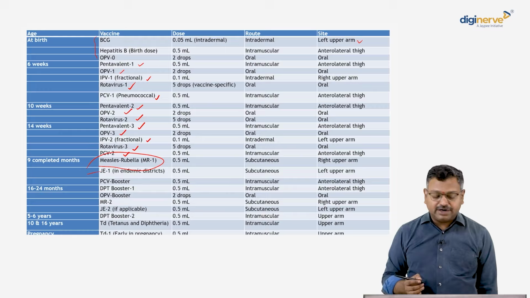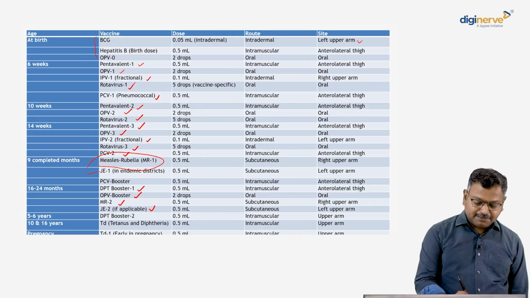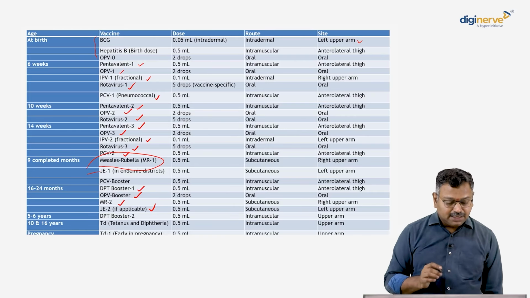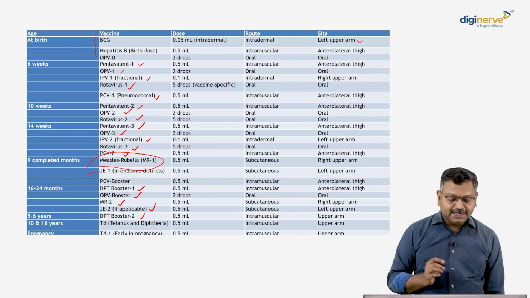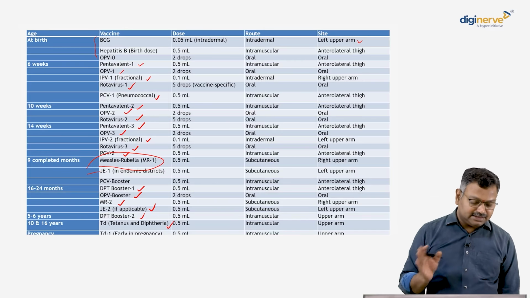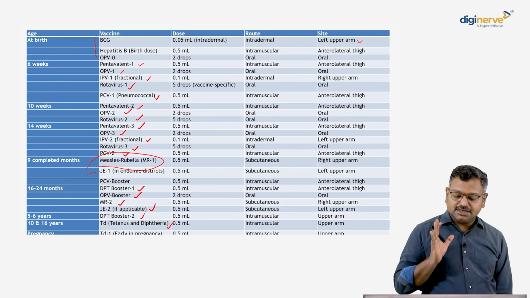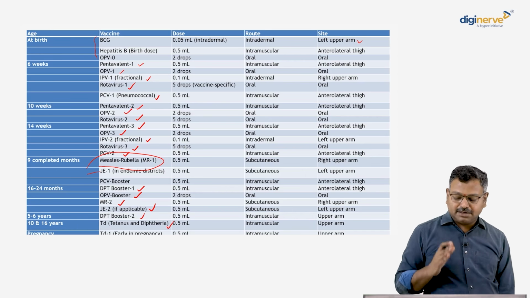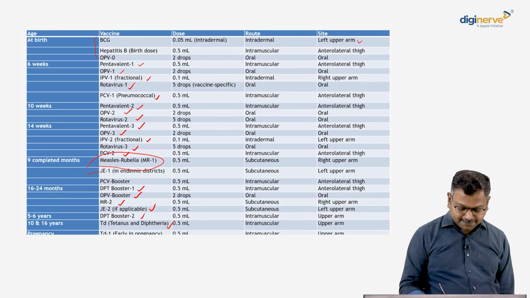At 16 to 24 months, you give the DPT booster, the OPV booster, the MR, Japanese encephalitis in particular groups. At 5 to 6 years, the second booster dose of DPT is given. At 10 to 16 years, you give the Tdap, adult dose. In pregnancy, you give the TD. These are the schedules which are there. Please remember, a lot of questions are asked on this. You have to remember the dosings properly.